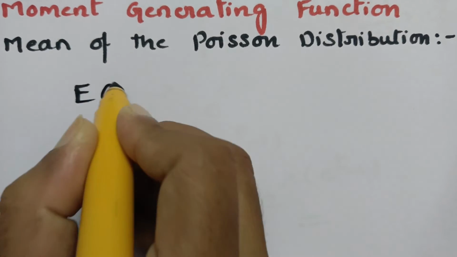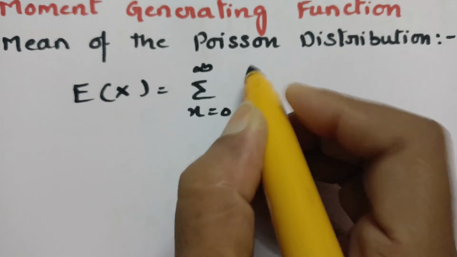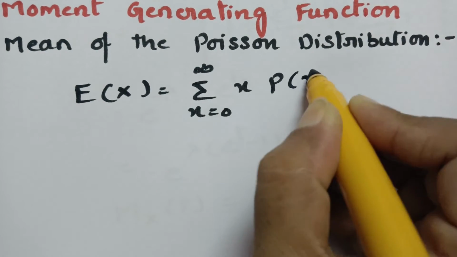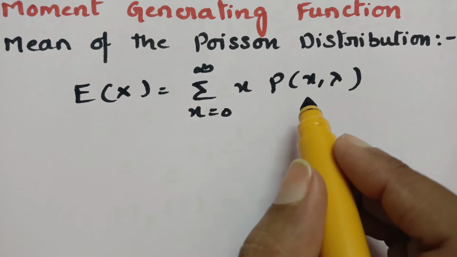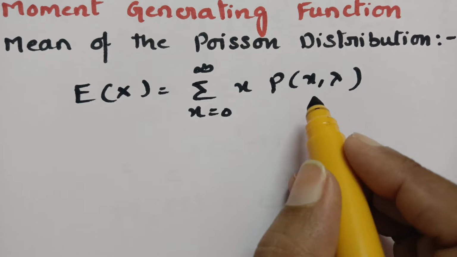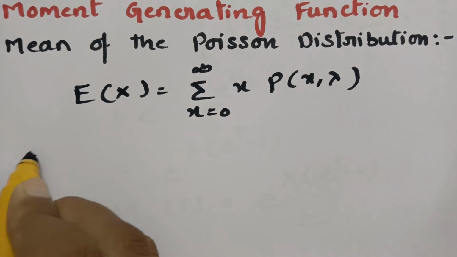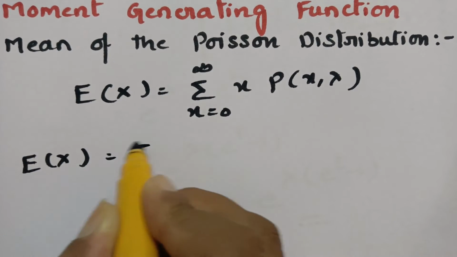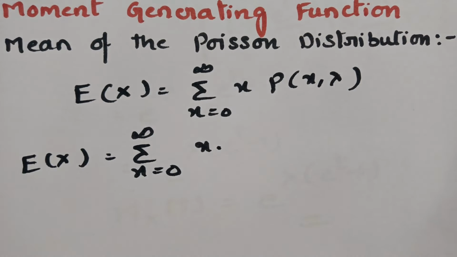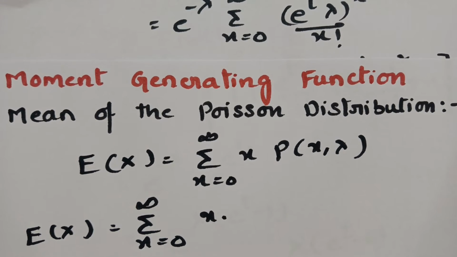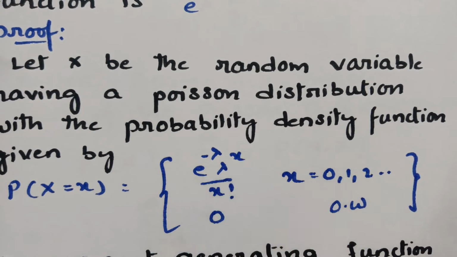So the expected value of x is equal to sigma x from 0 to infinity, x into the probability of x comma lambda, that is the probability mass function of the Poisson distribution. So the mean value, the expected value, is equal to sigma x from 0 to infinity, x into, according to the probability mass function, e power minus lambda, lambda power x by x factorial.